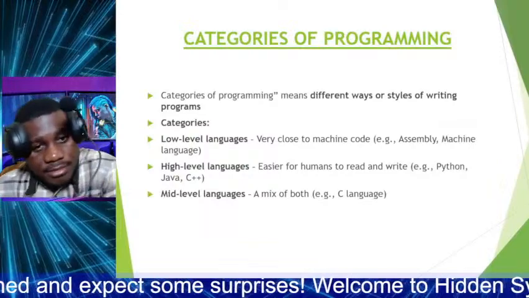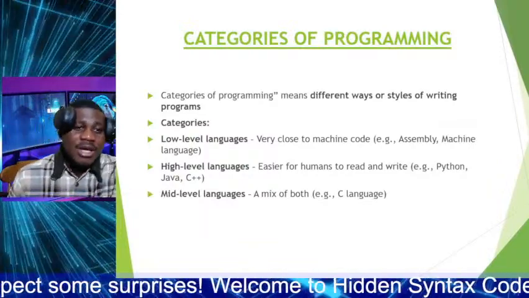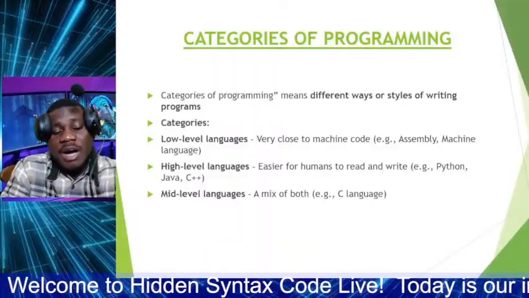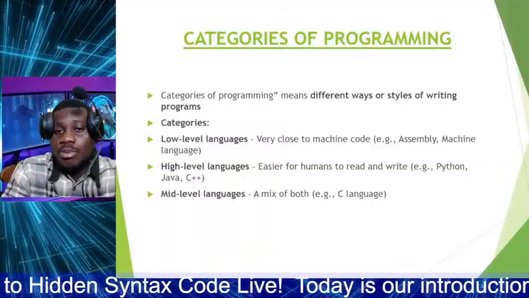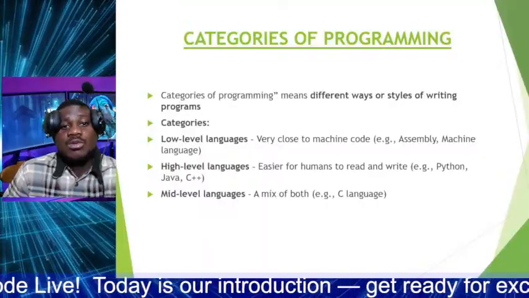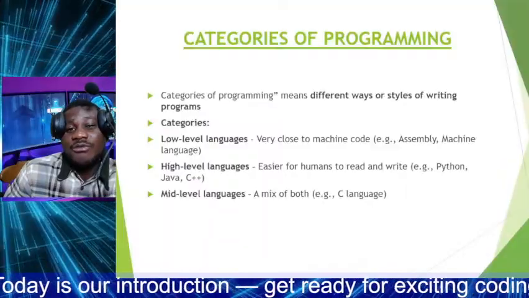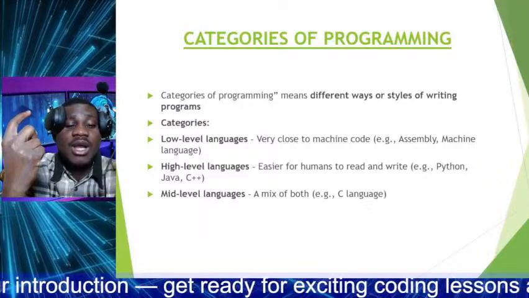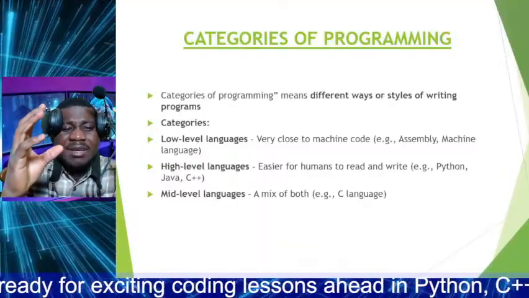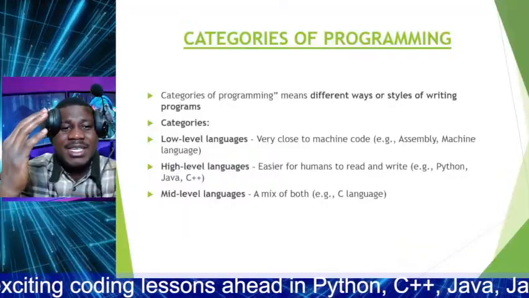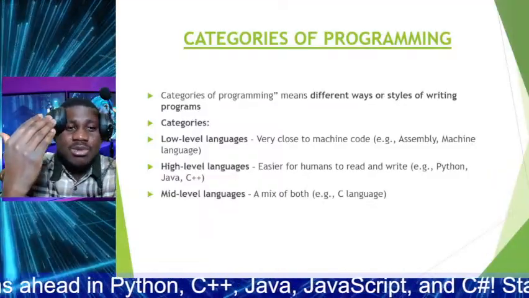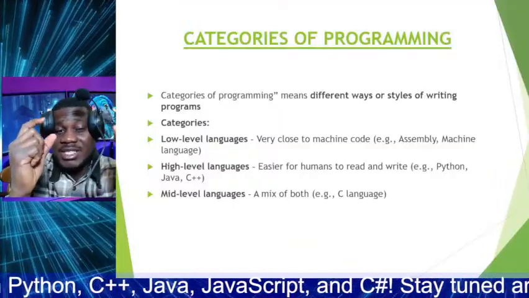Okay, so let's proceed. We have categories of programming. There is a difference between categories of programming and programming paradigms. Before you know about programming paradigms, you must know the categories of programming. Category of programming means different ways or styles of writing code. So we have low-level languages, high-level languages, and mid-level languages. These are programming languages, and because of their ways or styles of writing, they have been categorized into sections.